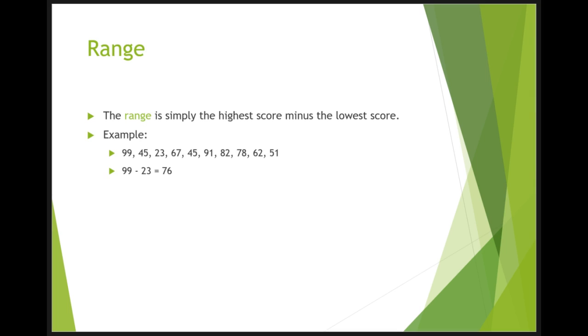The range is the simplest measure of variability. It's the highest score minus the lowest score. Consider the 10 numbers shown here. The range is just the highest number, 99, minus the lowest number, 23, which means the range is 76.